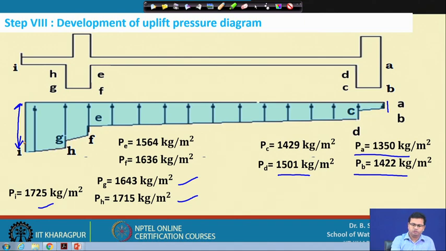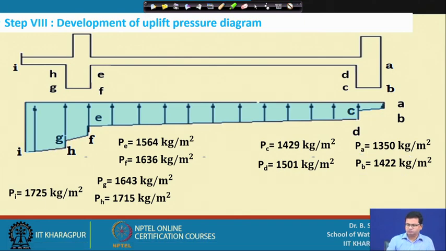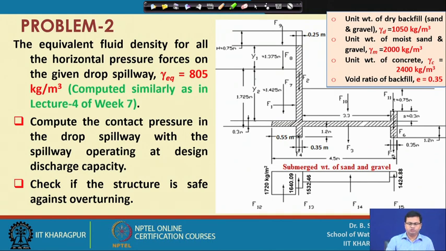Now, our next problem will be to calculate whether the structure is safe against overturning or not. All these computations have been taken forward from the previous lectures. This is a problem which we have already solved in lecture 4 of week 7. In a similar way you can solve it, and those pressure or force calculations can be followed. The same procedure we can follow in this lecture, because we cannot repeat those things, to save our time.